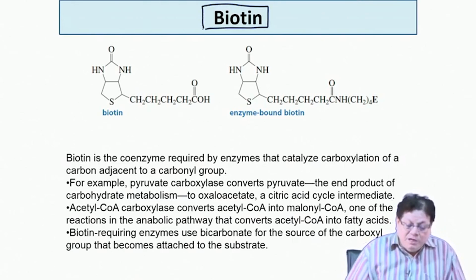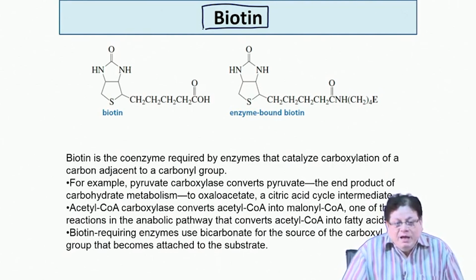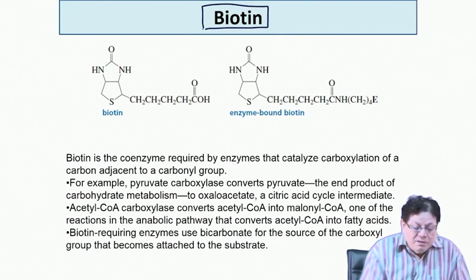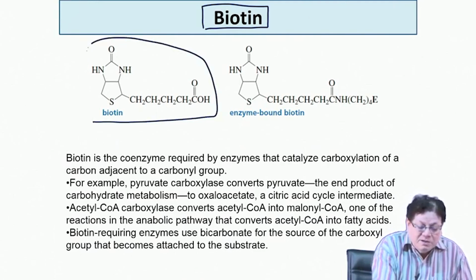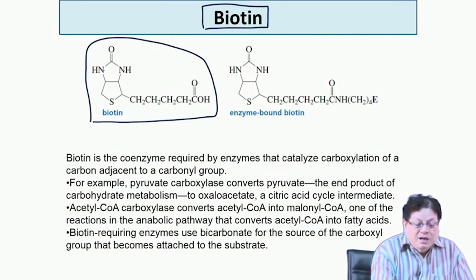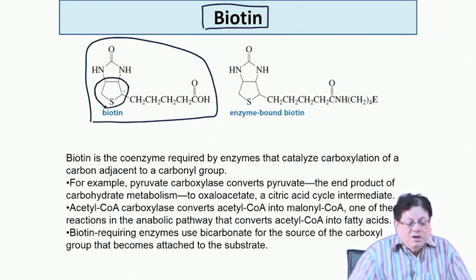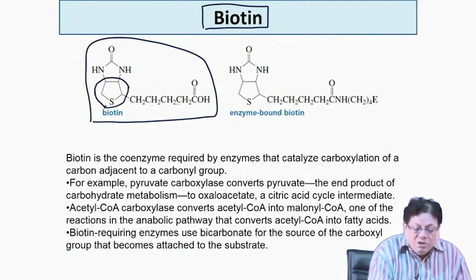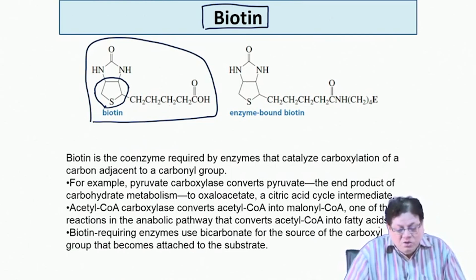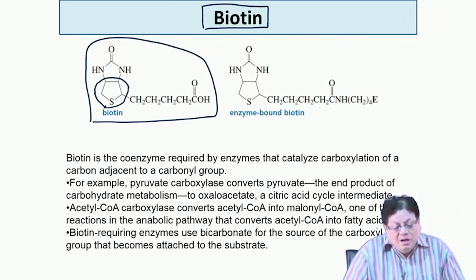Now biotin was originally called vitamin H, but now it is grouped into the vitamin B complex. The structure is shown here. Biotin is a bicyclic compound with a urea-like moiety, NHCONH, in a 5-membered ring, and a tetrahydrothiophene moiety attached to a long chain carboxylic acid. So that is biotin, the cofactor.